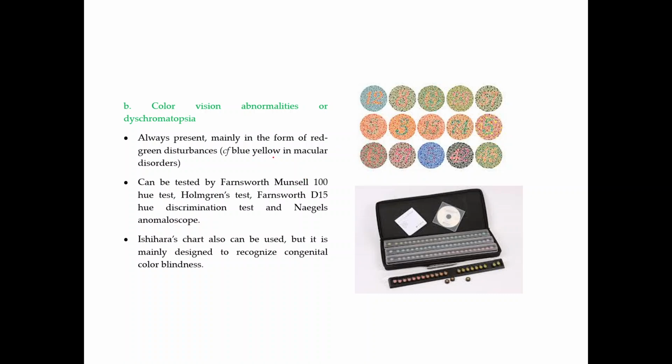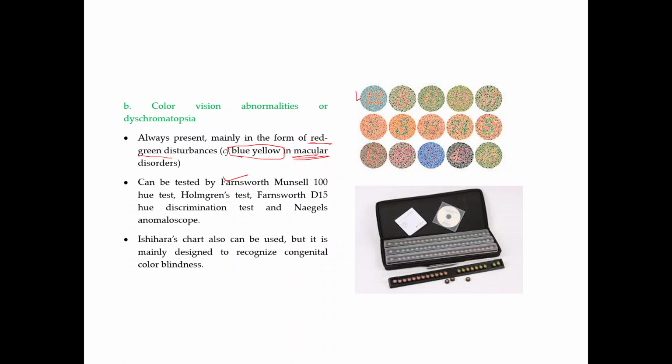This is always present in all forms of optic nerve dysfunction, and it usually affects the red and green, whereas macular diseases affect the blue-yellow component of the color. Easily it can be tested by these tests here: Farnsworth-Munsell 100 hue test, which is supposed to be the gold standard; Holmgren's wool test, Farnsworth D15 hue discrimination and Nagel's anomaloscope.